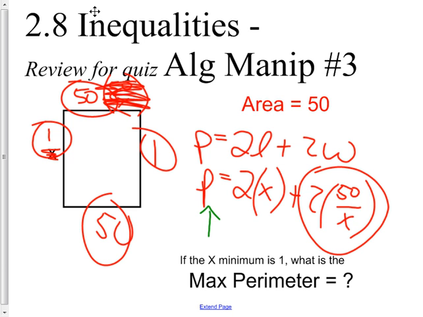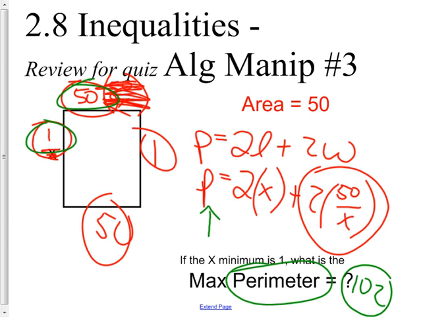Remember, it asked for the perimeter. It didn't ask to tell me that the side was 1 and 50. It asked for the perimeter, which is 102. Remember to check your answer. Make sure you gave them the answer they wanted. It's painful to go through the whole problem, get an answer that takes you a lot of work, and then you give them the wrong thing.